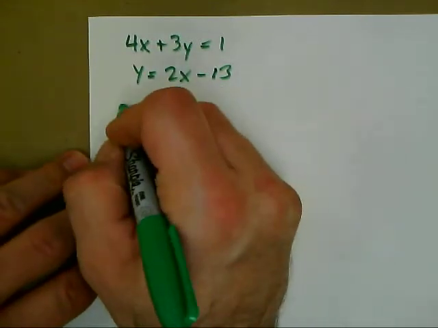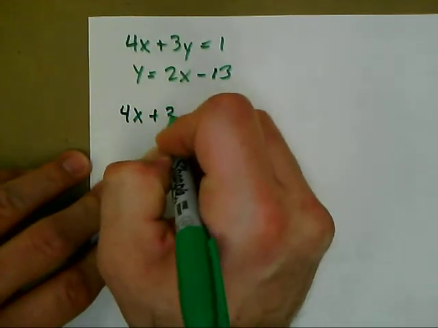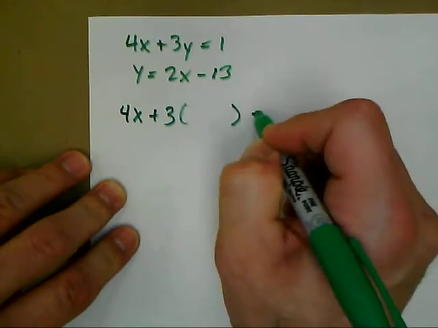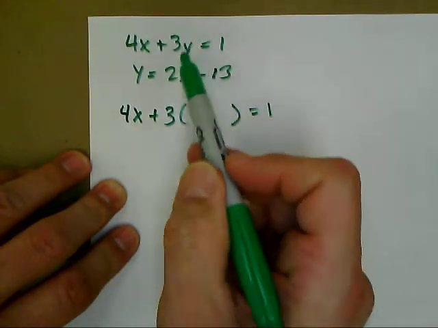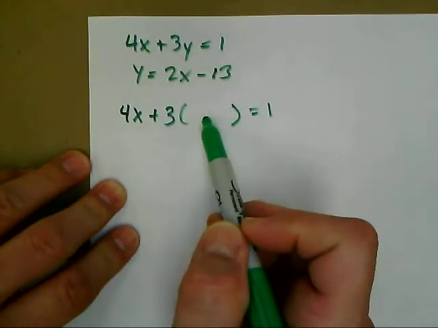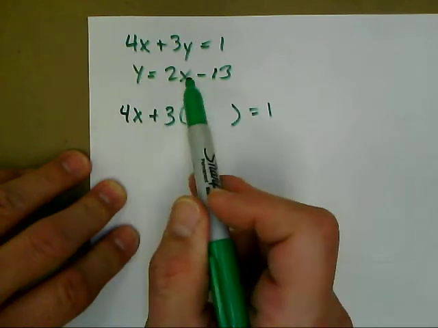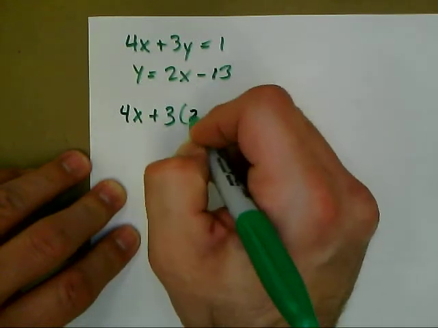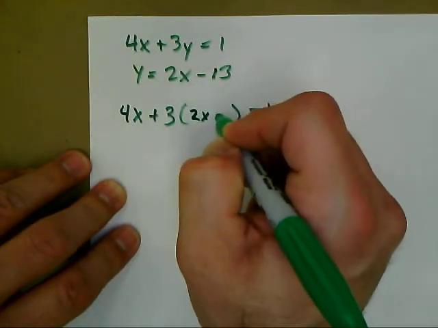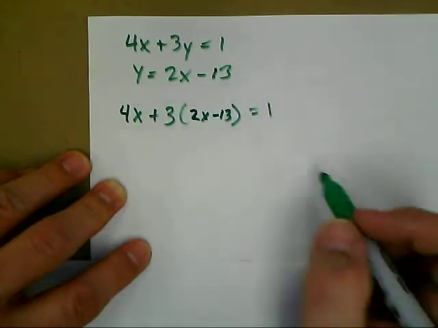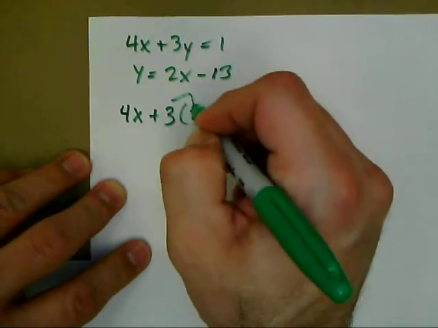So there's my equation up top, 4x plus 3, and I'm going to sub the y in. That's all I did, I took that one and I replaced the y with a set of parentheses. Well, what is y? Y is all of this, so 2x minus 13 goes in there. Now I have an equation. I distribute.